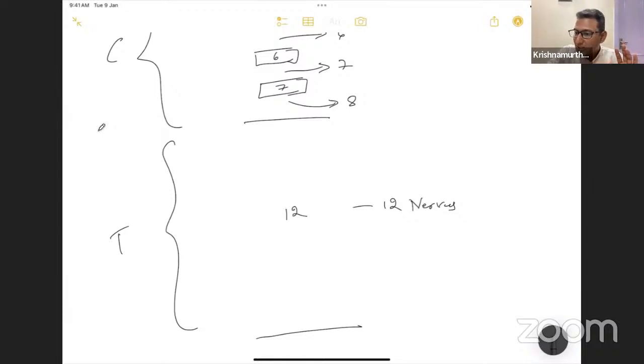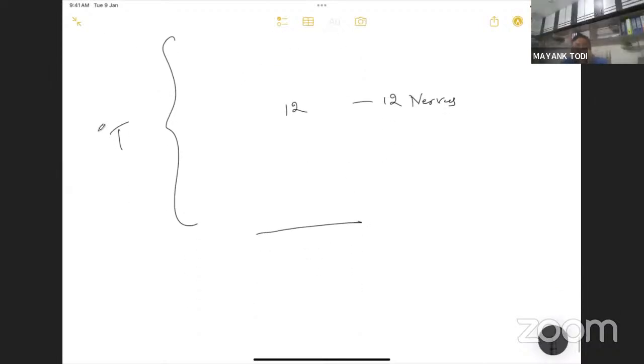Is it making sense? Yes, sir. Or is it going above your head? No, no. Going above the head, for how many people? You have to increase the height of your head so that it doesn't go above you.